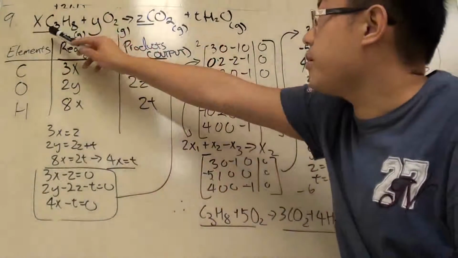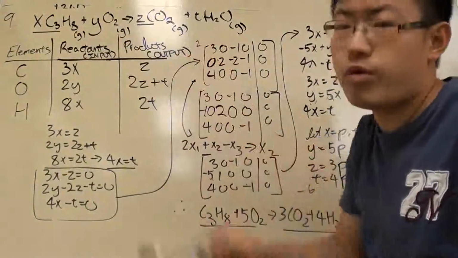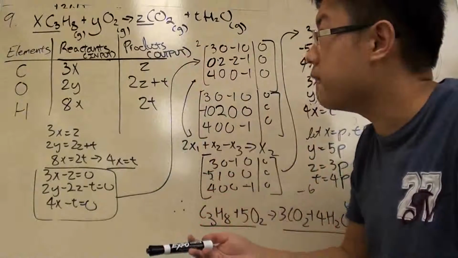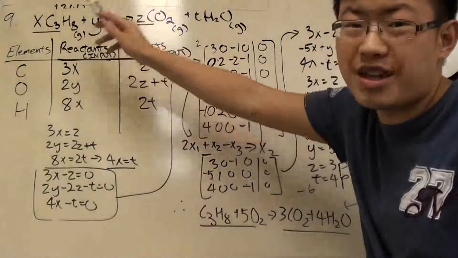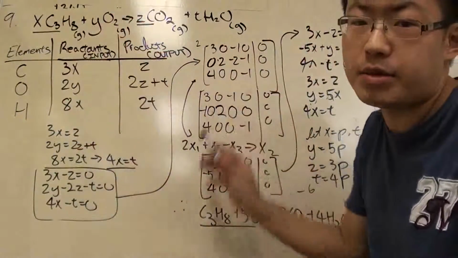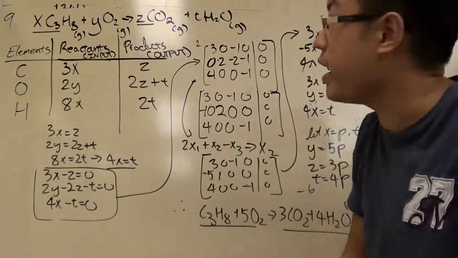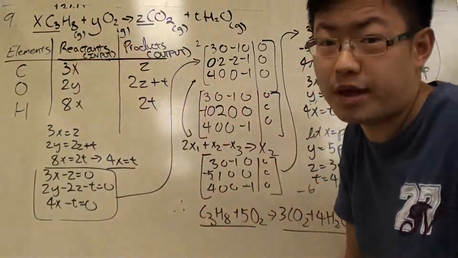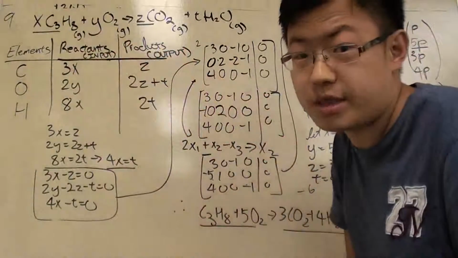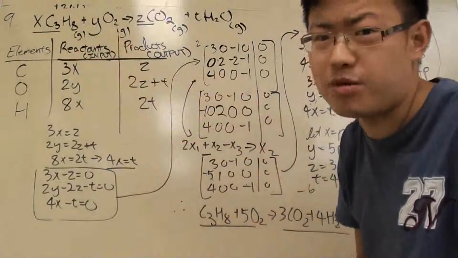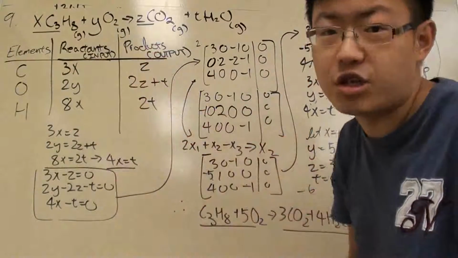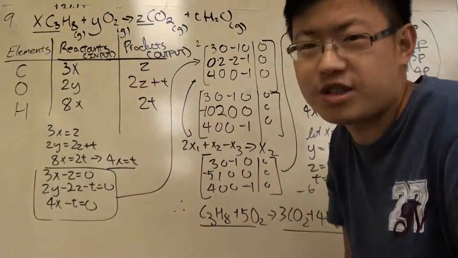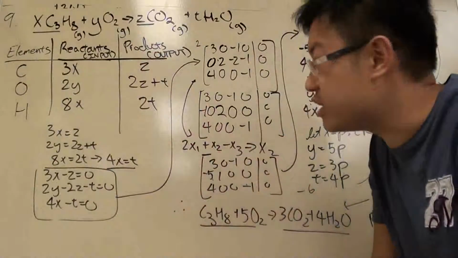So X, Y, Z, T is where we're going to put the numbers. We want to put the numbers so that all the elements on the left side are the same as the elements on the right side. Elements are things like C, H, and O. Those are capital letters, right? Those are what we call the elements. So C is carbon. You probably heard of those. H is hydrogen. O is oxygen. Water is H2O, which is a different story.